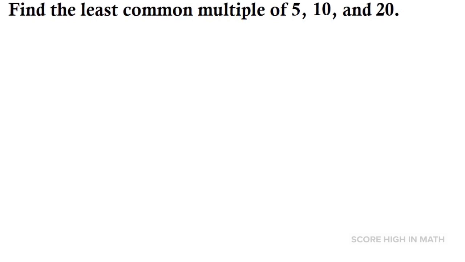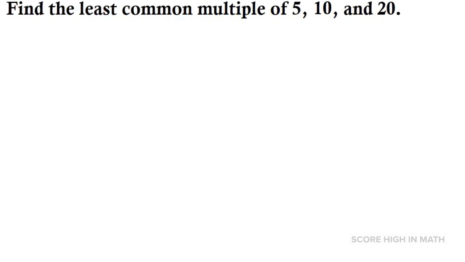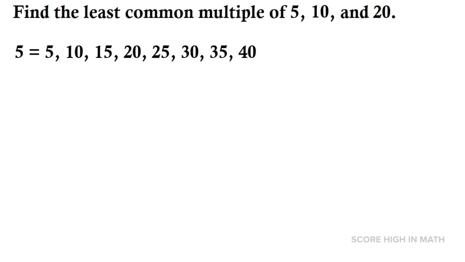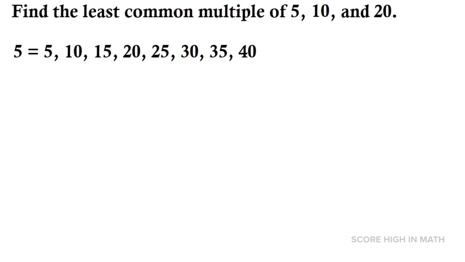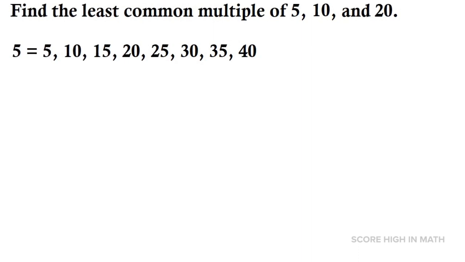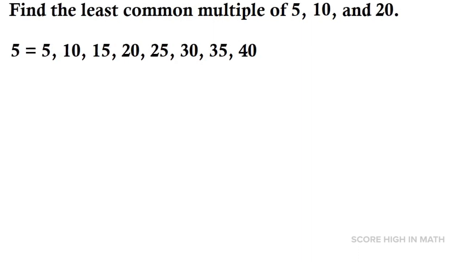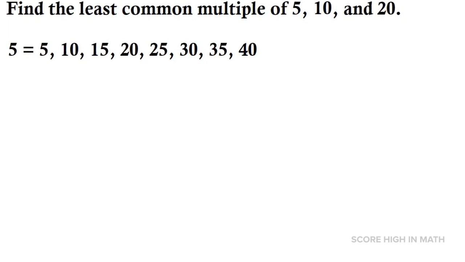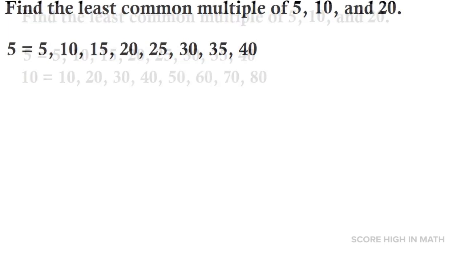Let's work on another one so that you can master it. Find the least common multiple of 5, 10, and 20. Let's work on 5 first. It is just skip counting. Therefore, 5, 10, 15, 20, 25, 30, 35, 40.